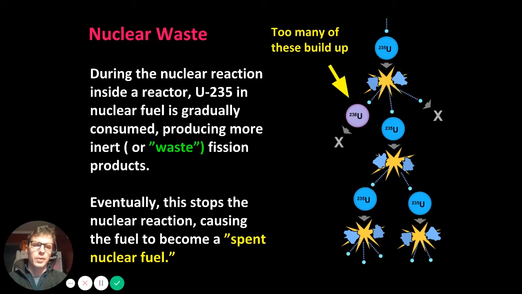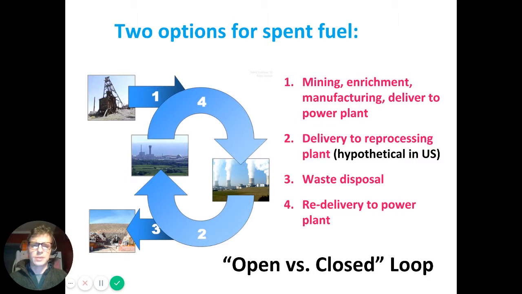And so at some point, the decision is made to replace those fuel rods, and the fuel rods that are taken out are referred to as spent nuclear fuel. So there are two options about what to do with spent nuclear fuel. The first is to try to recycle it, and this would refer to a closed loop nuclear fuel cycle. So we're mining and enriching nuclear fuel, using it in nuclear power plants, it becomes spent, so it has a lower concentration of fissile material.